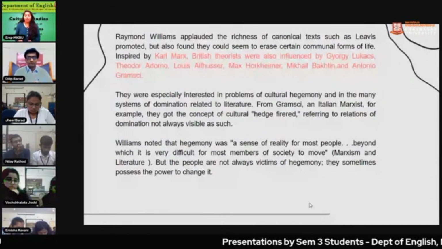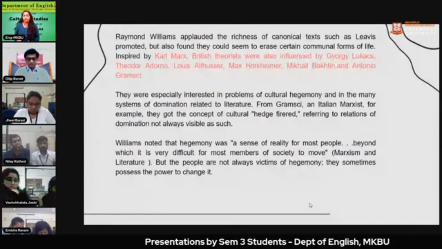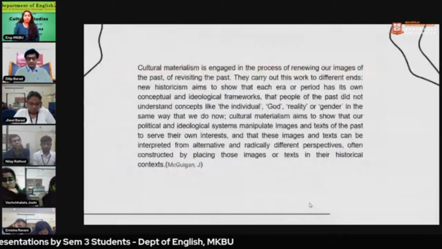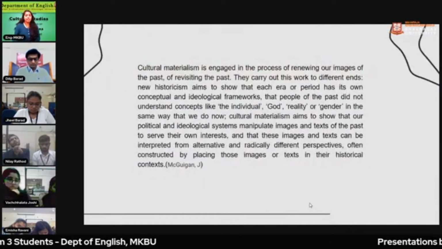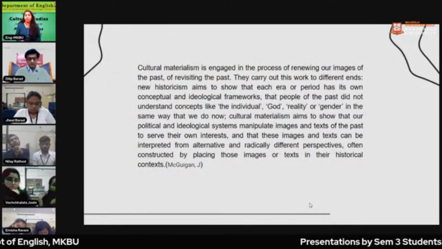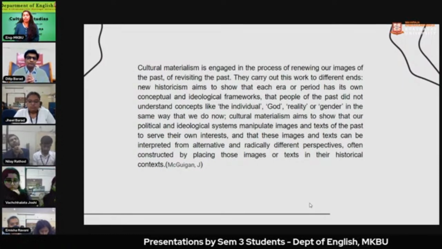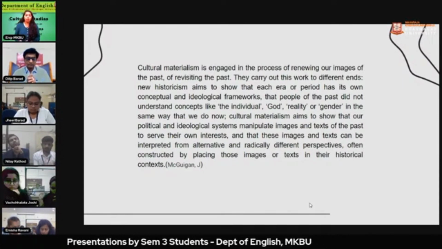But the people are not always victims of hegemony. They sometimes possess the power to change it. Cultural materialism is engaged in a process of renewing our images of the past, revisiting the past, to carry out this work to different ends.